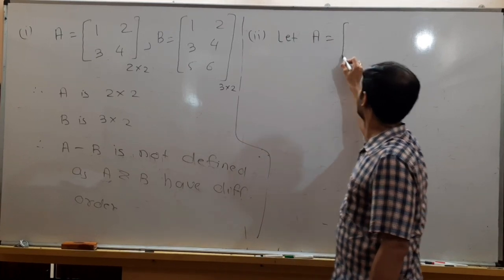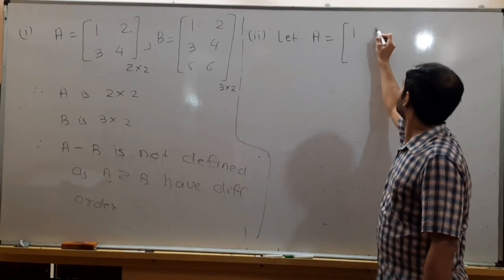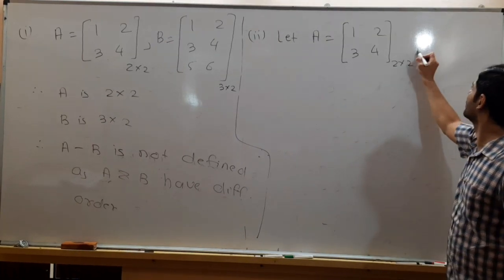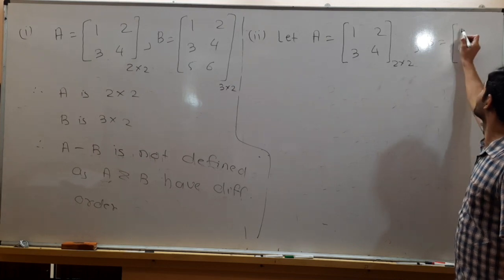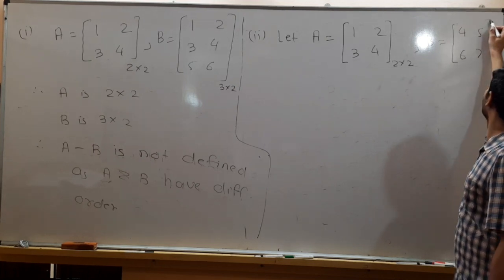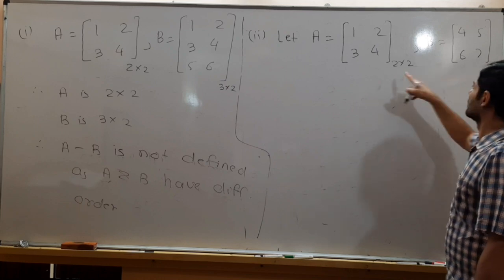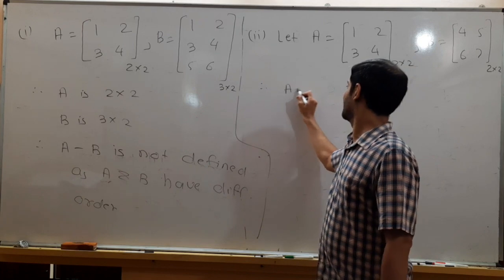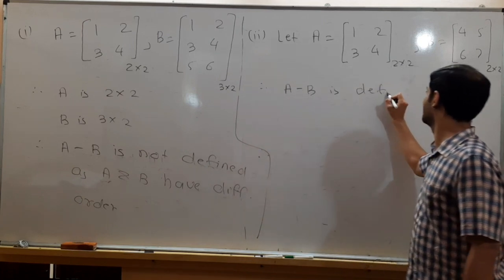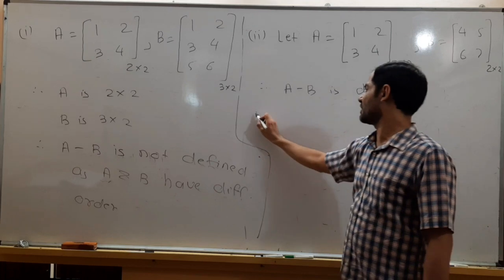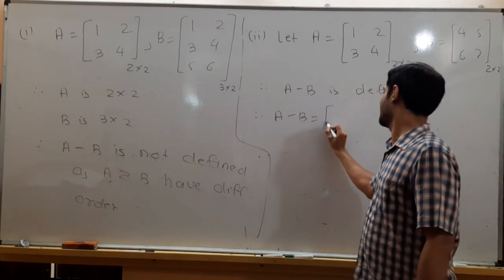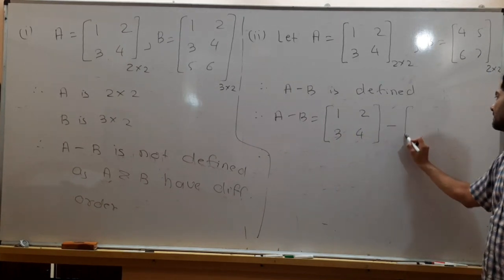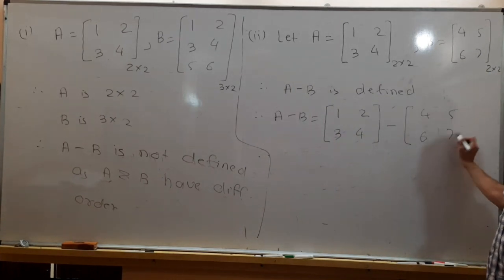Let A is equal to 1, 2, 3, 4. The 2 cross 2. B will keep as 4, 5, 6, 7. Again it is 2 cross 2. So 2 cross 2, 2 cross 2. So both are of the same order. So A minus B is defined, because A and B are of the same order. So for A minus B, 1, 2, 3, 4 minus 4, 5, 6, 7.